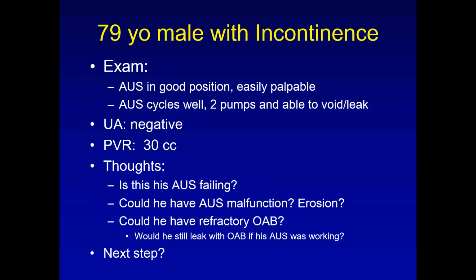Is his artificial sphincter failing? Could he have a malfunction? Could he have something called an erosion? Could he have a refractory overactive bladder that just didn't respond to the medication? Really? The guy's had an artificial sphincter for all these times, doing great. All of a sudden he's going to get OAB?